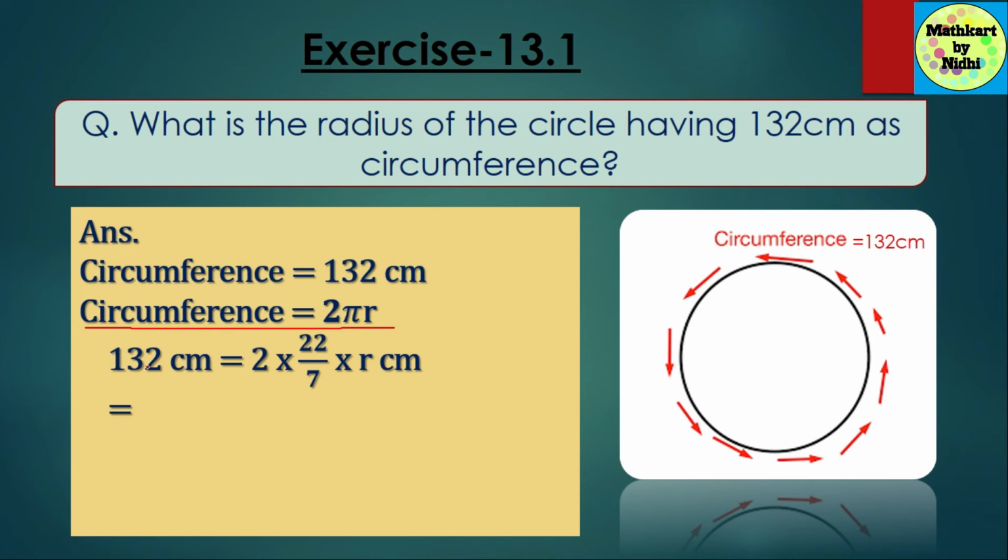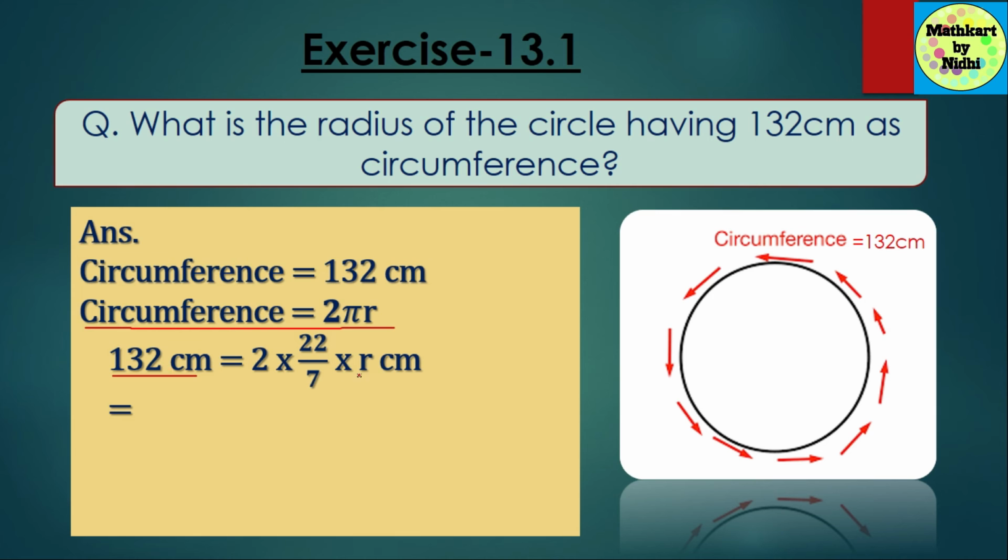So we will put the values in this formula. Instead of circumference I have written 132 centimeter. 2 pi, the value of pi is 22 by 7, and radius is r, because we don't know the radius, so we will put r instead of radius in here. Now you know the transposition, children: whenever we have a number in multiplication, when we transpose it to the other side, it will become division, and if we have it in division, it will transform into the multiplication operation.